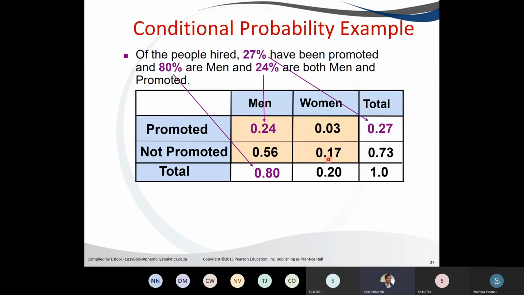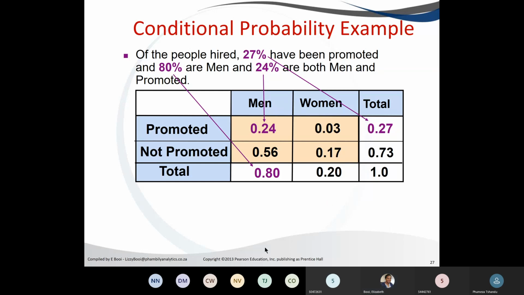And for this one, I can add all of them. I can add 0.03 and 0.17, and it will give me 0.20. Or I can take 1 minus 0.8, it will give me 0.20. It doesn't matter how you complete the whole table, but you can complete the whole table when you are given only 3 values. As long as they give you the joint probability and the simple probabilities corresponding to that joint probability, you should be able to complete the contingency table.